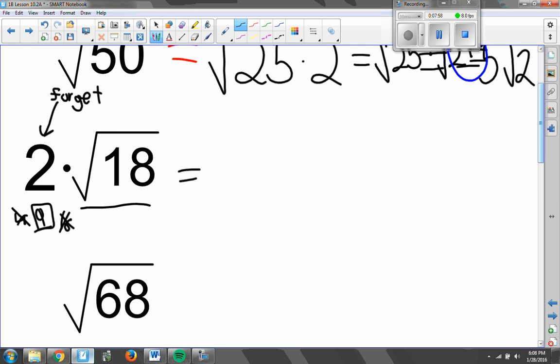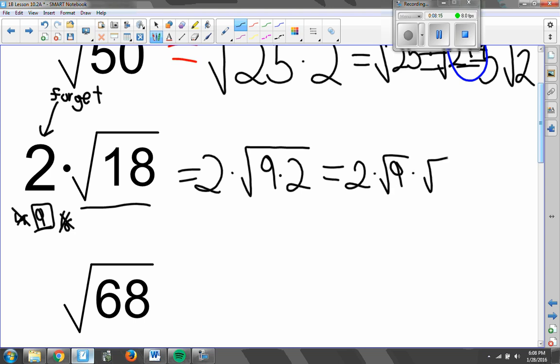2 times the square root of 18 really is 2 times the square root of 9 times 2. Since I have the square root of 9 times 2 here, I know that that's really 2 times the square root of 9 times the square root of 2, which equals 2 times plus or minus 3 times the square root of 2, because the square root of 9 is 3. So I've just split the 18 into 9 and 2. Square root of 9 is 3. Square root of 2 I leave that way because I don't know what the square root of 2 is. Okay? Now, I have 2 times all of that.